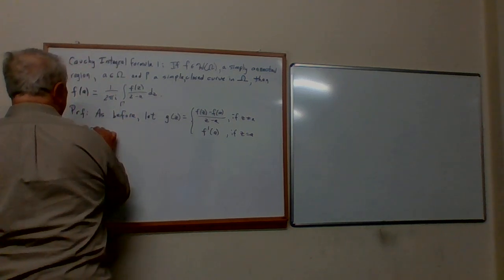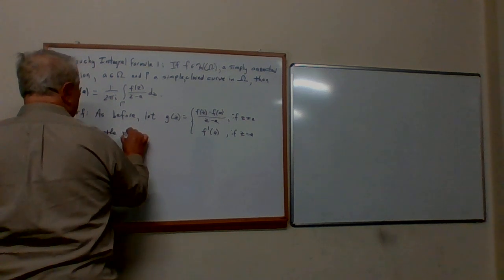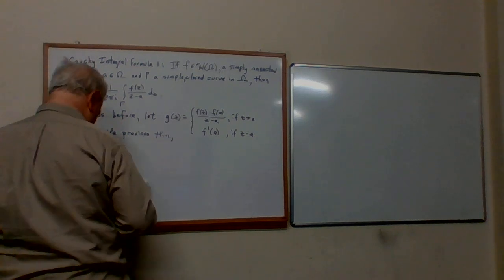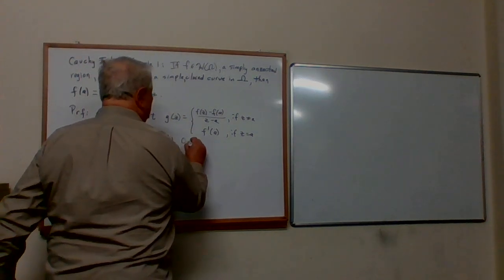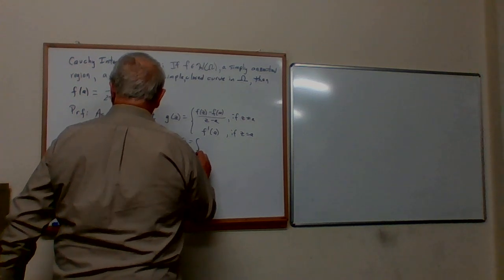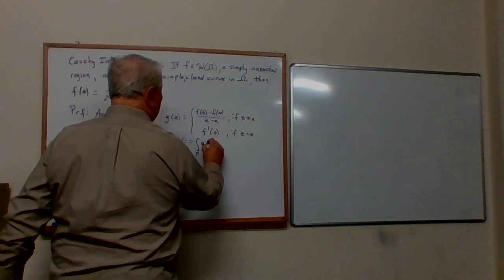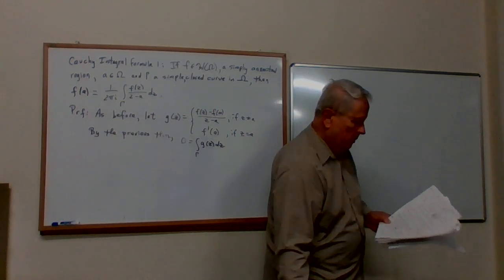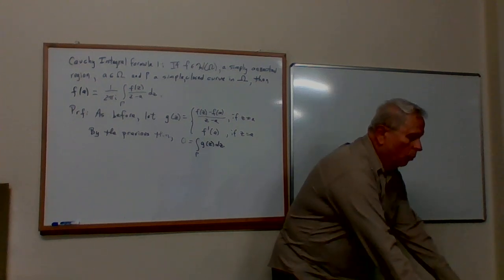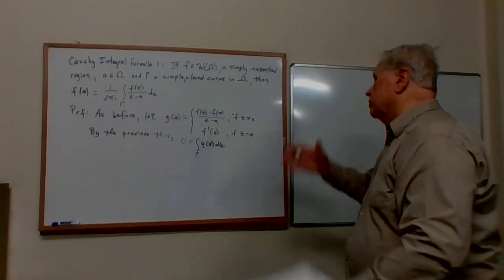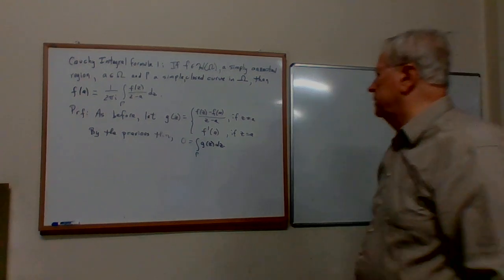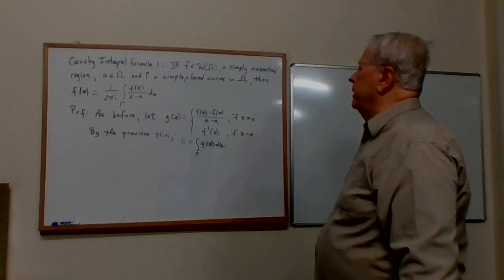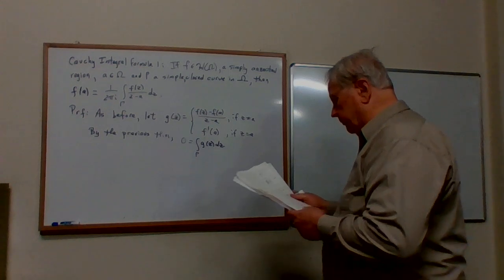So by the previous theorem, zero is the integral over gamma of g of z dz. Okay, so that's our starting point. And why? Because g is holomorphic in omega, and this isn't very clear here. And so we got that the integral was equal to 0.